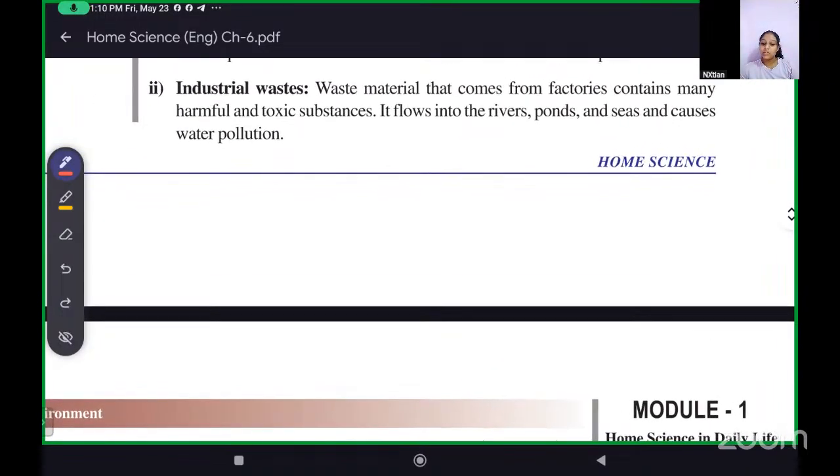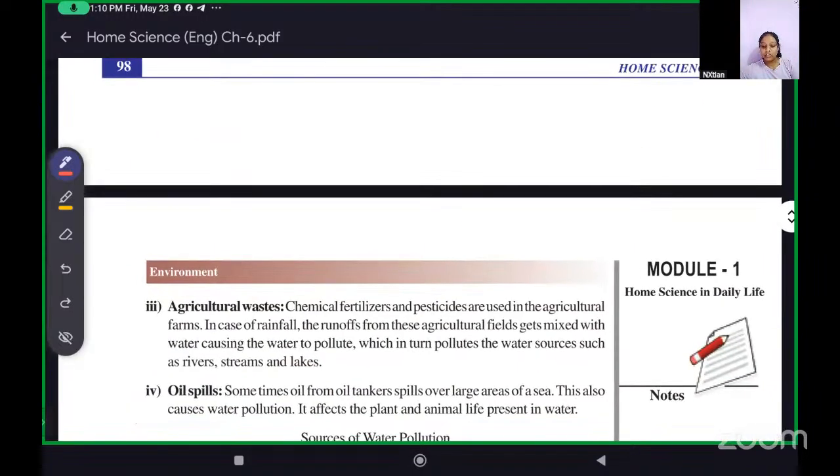Then there is industrial waste. If you've seen a lot of pipes from the industries, they directly open into a river or a lake that is nearby to the industry. The waste materials from the industry go directly into the water bodies. It contains harmful and toxic substances, and it causes water pollution.